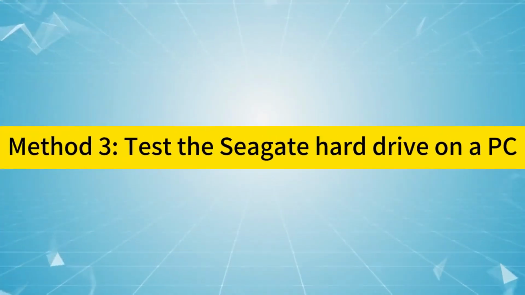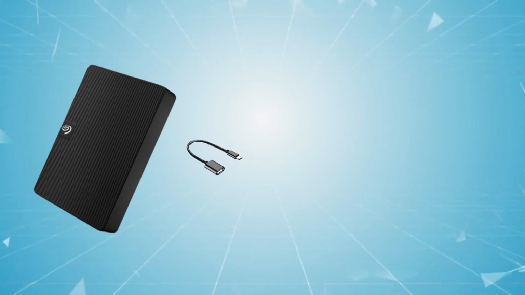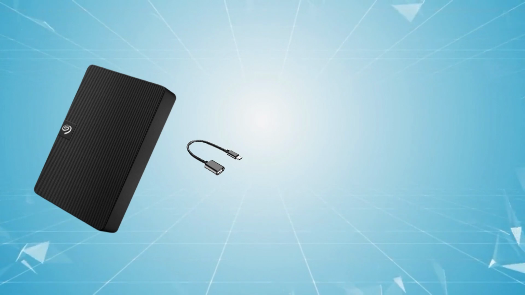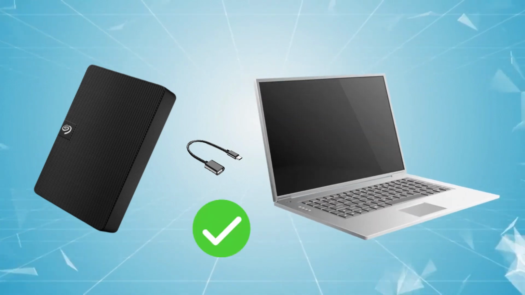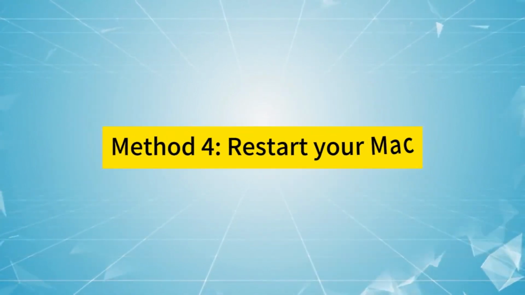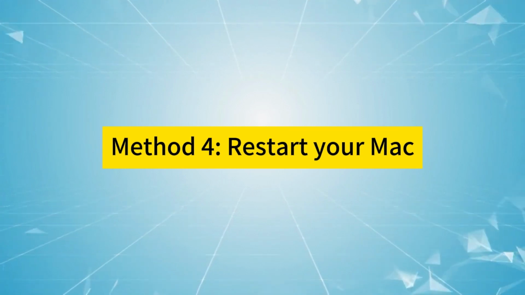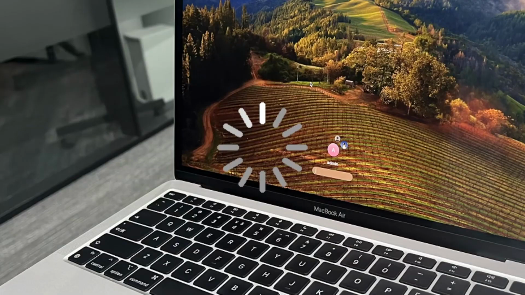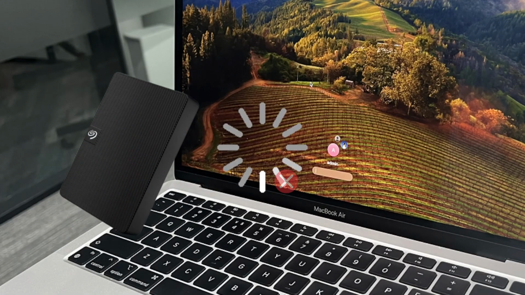Test the Seagate hard drive on a PC. You can test your Seagate external hard drive on another computer. If the hard drive works efficiently on another system, you must check your Mac configuration. If the external hard drive does not work with the points mentioned above, restart your Mac and reconnect the hard drive. Even after executing all the simple solutions, if your external Seagate hard drive is still not showing up on Mac, consider the advanced steps and methods listed below to get your hard drive working.